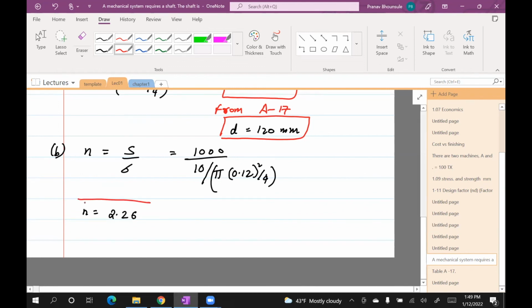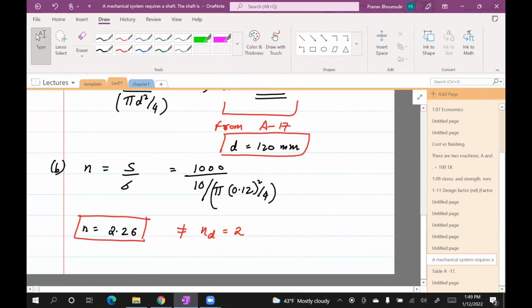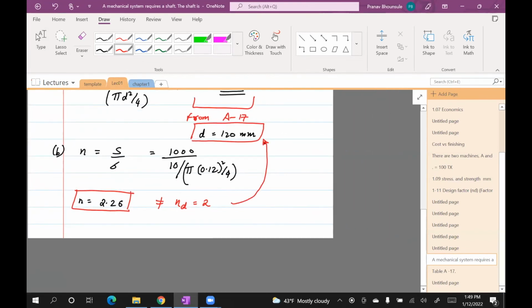So you see that the factor of safety is not the same as the design factor, which is 2. The reason it is not the same is because of standardization. We had to choose a diameter from the table. You can try replacing this with 100 mm, which we saw in the catalog, and you'll see that the factor of safety will come out to be less than 2. And you should never have a factor of safety less than the design factor, because that means your design is going to be overstressed and it's going to fail.